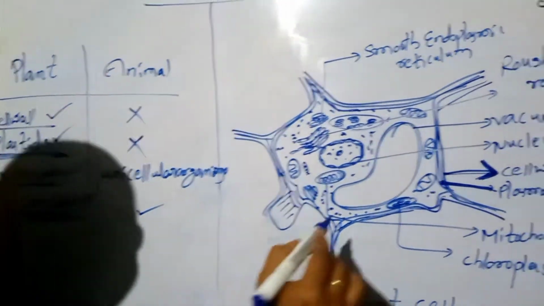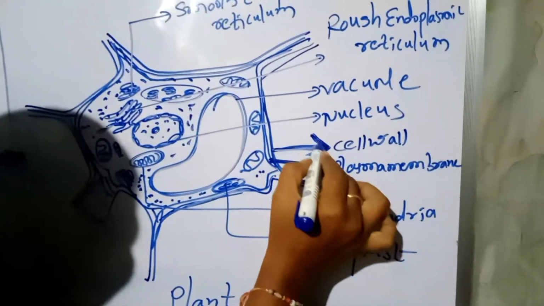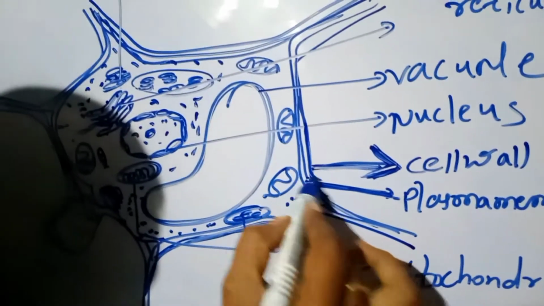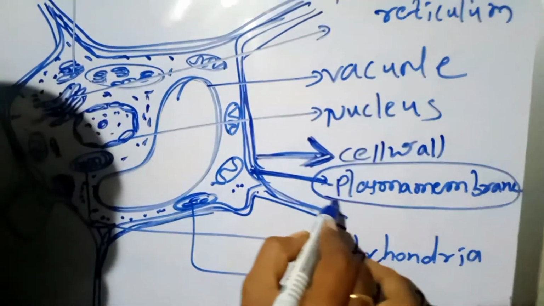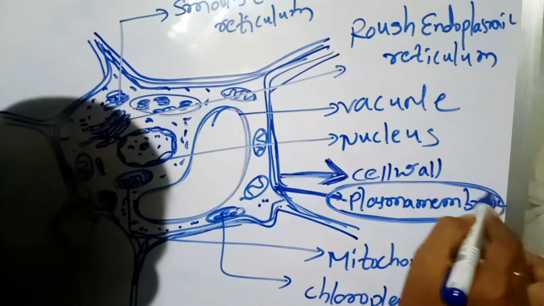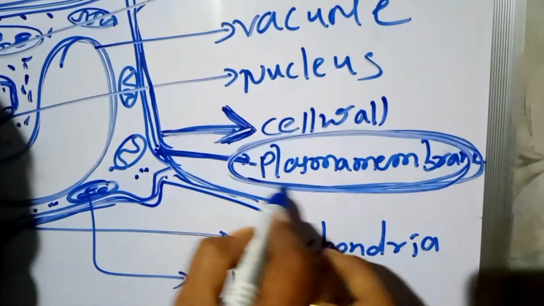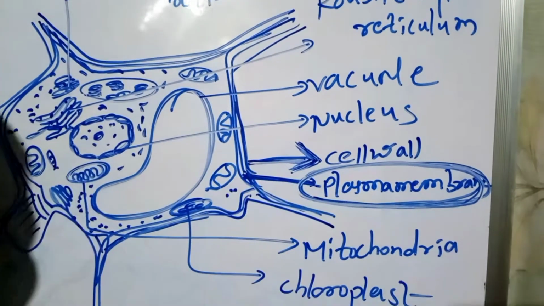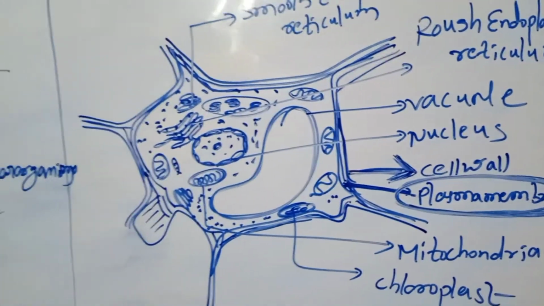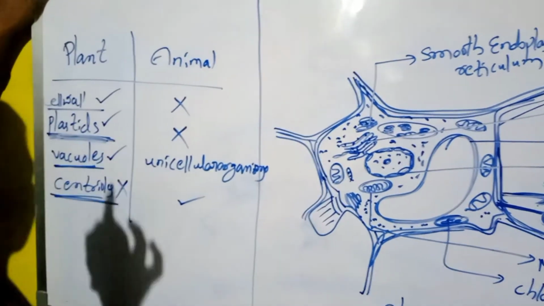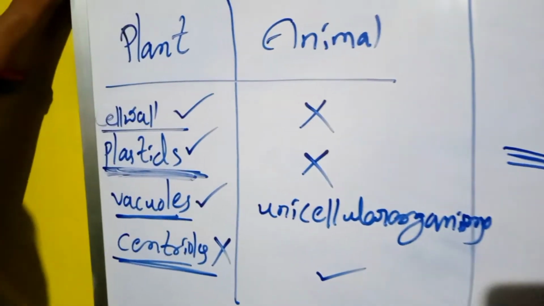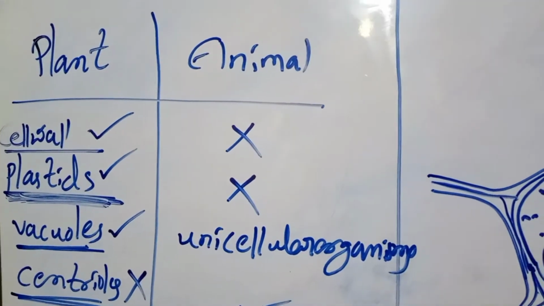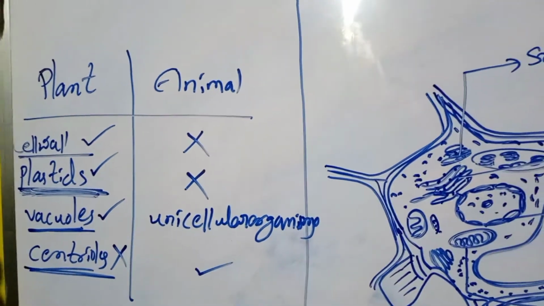See here, this is the cell wall. Here one layer is there over the plasma membrane. Plasma membrane or cell membrane already we discussed in animal cell. This is present in both cells. This is cell wall, it gives strength to the cell. And plastids. Plastids are pigments. We have three types of plastids: chloroplast, chromoplast and leucoplast, and vacuoles.